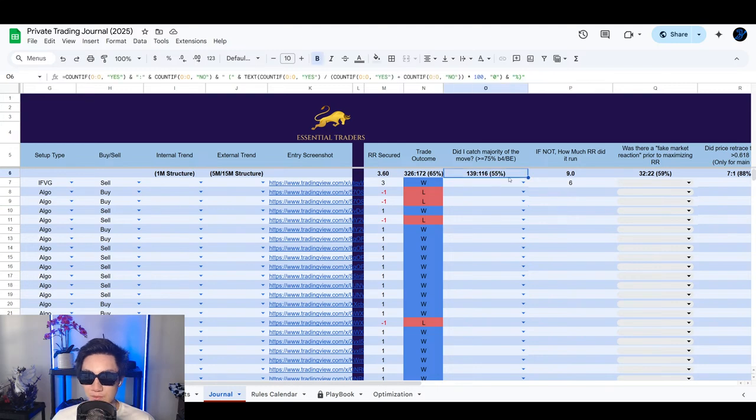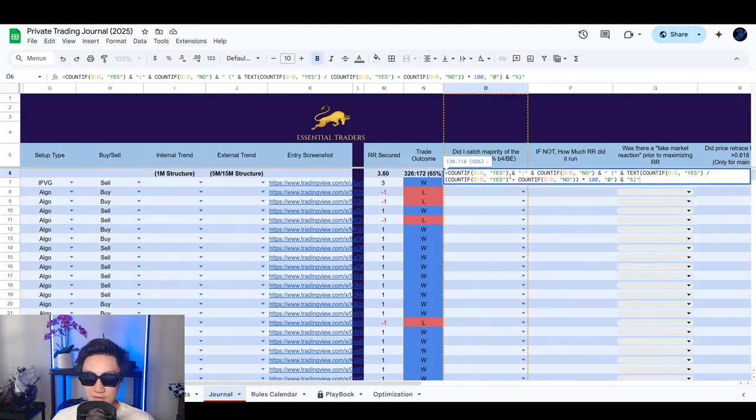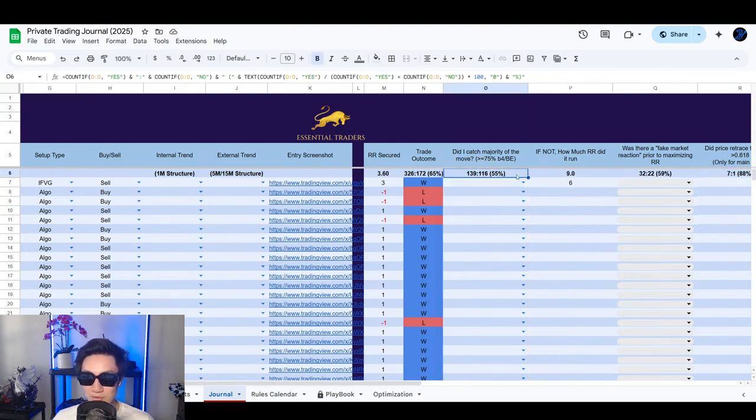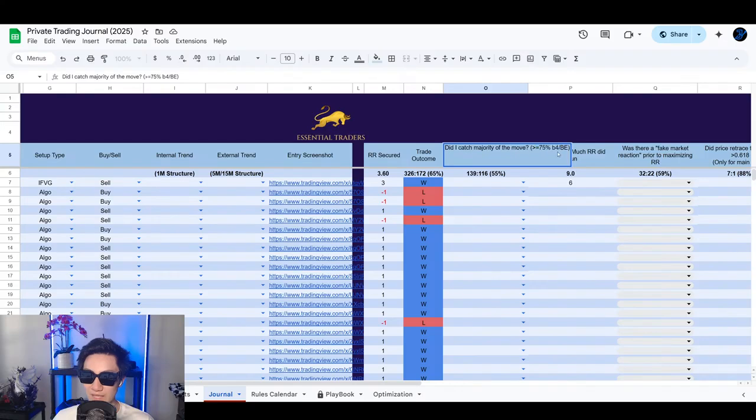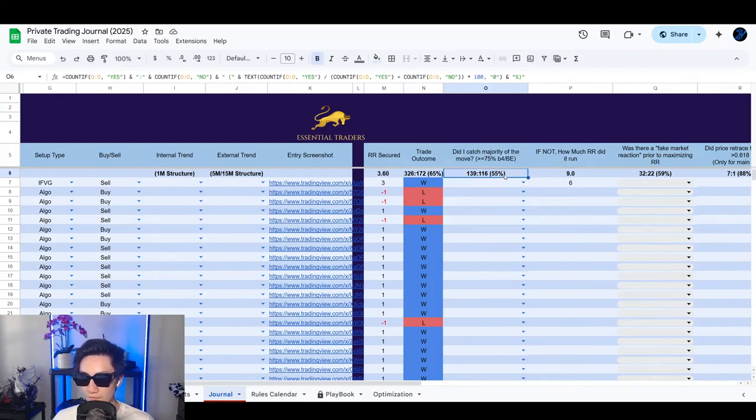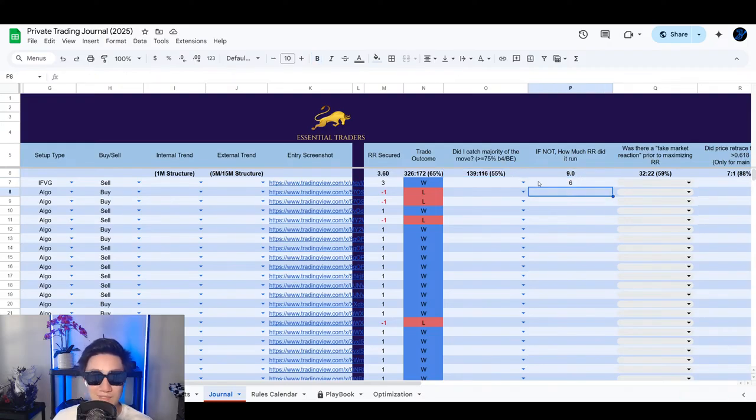Did I catch majority of the move? This is also another thing I was looking into, right? You can clearly see here, I was only able to catch 55% of the move, majority of the move, which I consider, I use a mechanical definition of at least 75% before break even. So you can see on 45% of my trades, I'm not catching majority and I'm missing out. And the 9 risk reward is basically the average that I'm missing out on. So I need to work on my targets, having further targets, and find ways to mechanically define when to use those further targets versus when to not change them and keep them where they are.